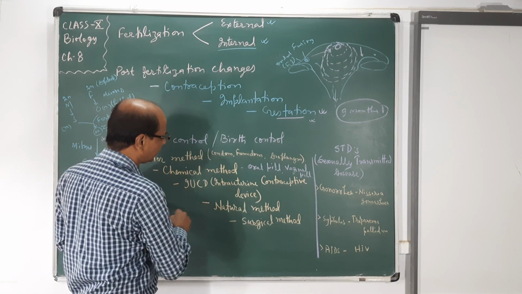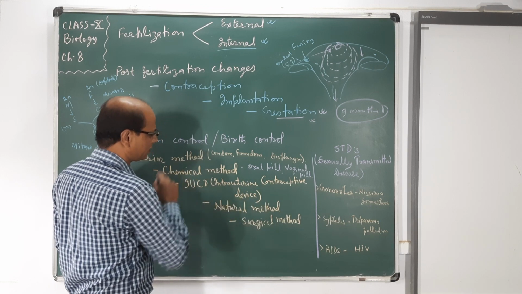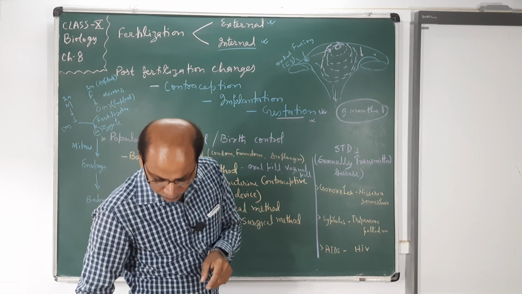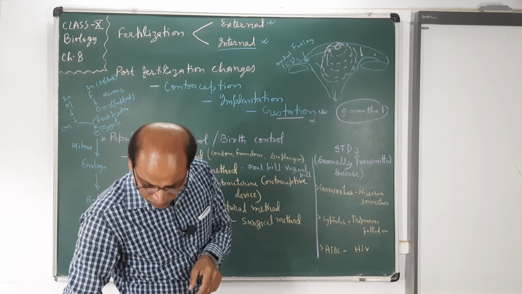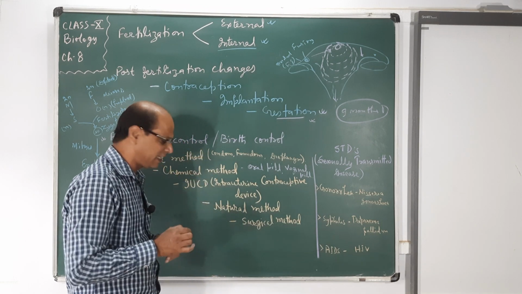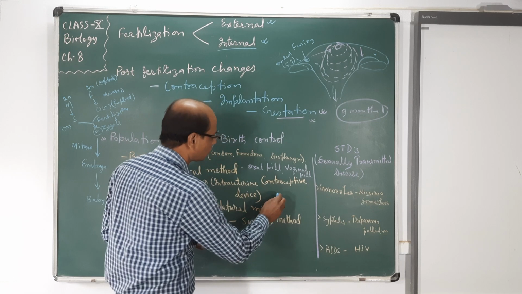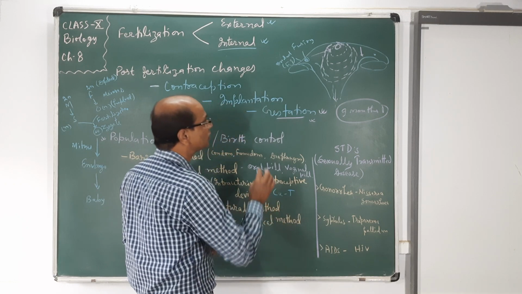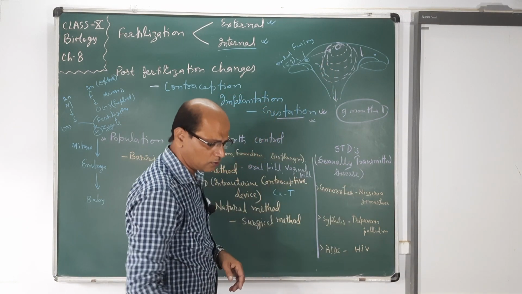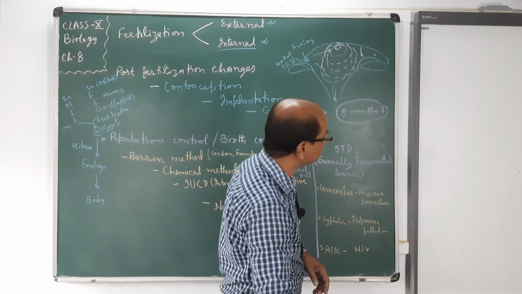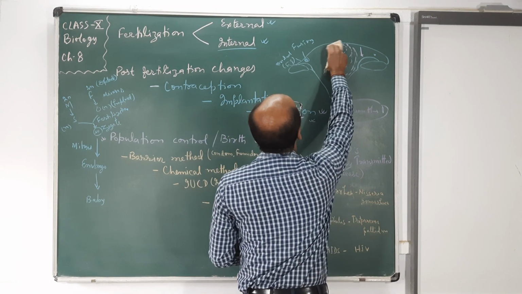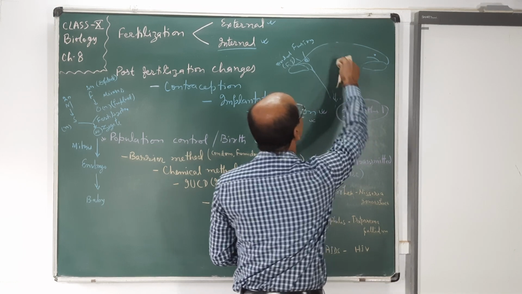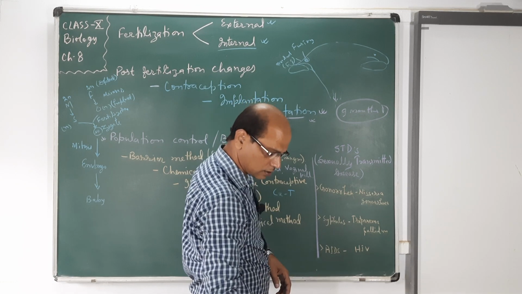Now IUCD, intrauterine contraceptive device. Nowadays this device is used. There are contraceptive devices in which there is a copper T. Copper T means a T-like structure. It is used here. If you want to control the population, or not allow the sperm and ovum to fuse, there is a semi-permanent method, permanent for 1 to 3 years. So this is used.